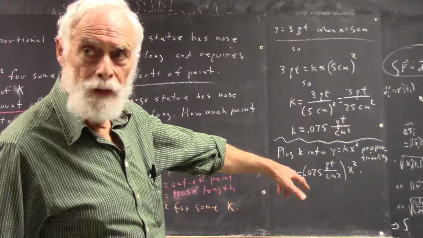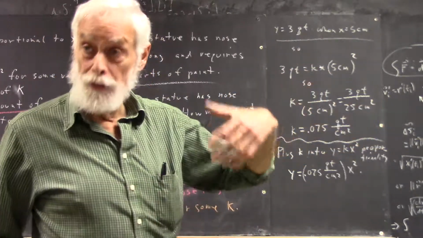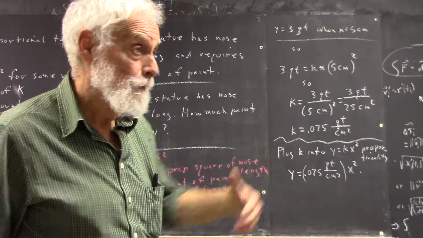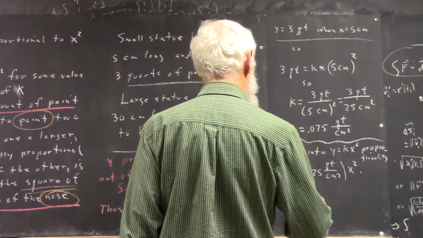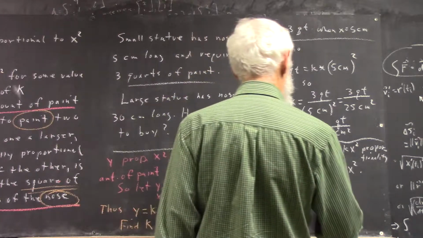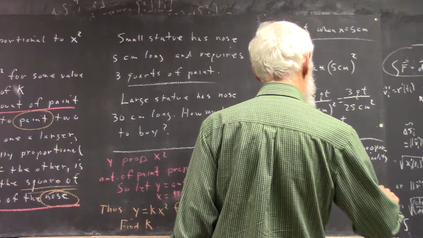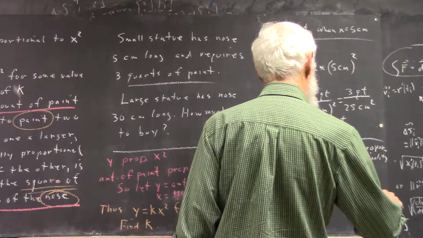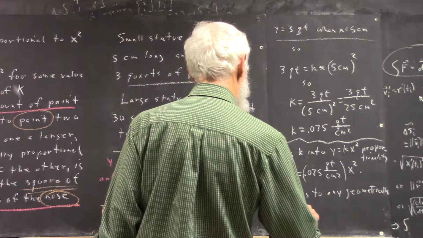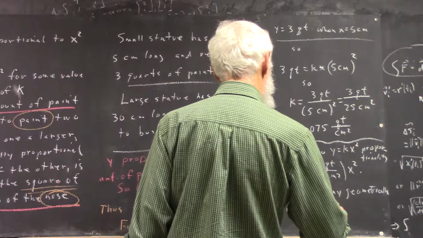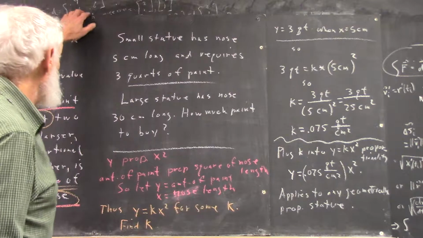And this applies to any statue that's geometrically similar in the same proportions as this one, right? Well, if you think about it, the top of the erasers, they're always like this. It applies to any geometrically proportional statue.